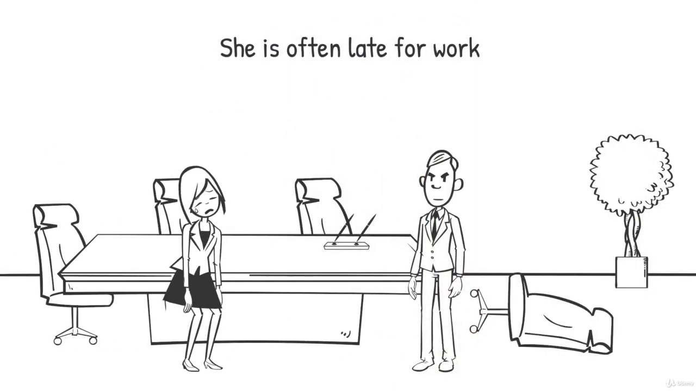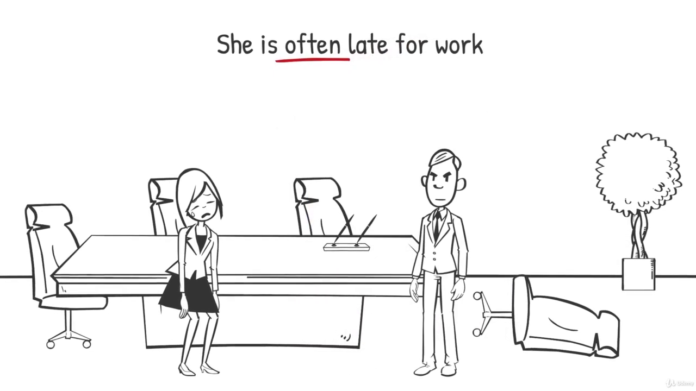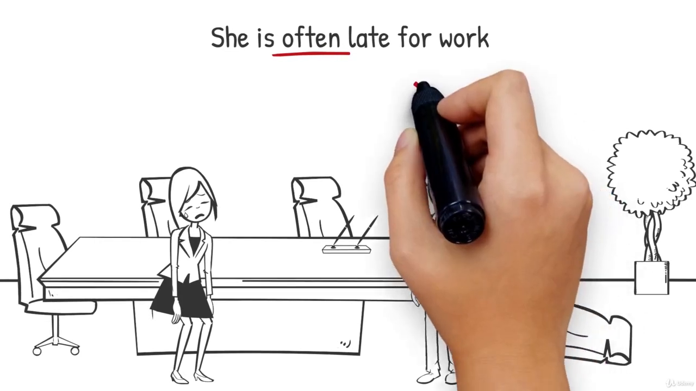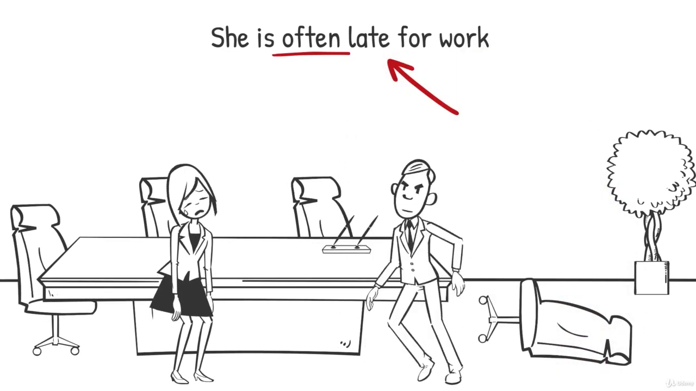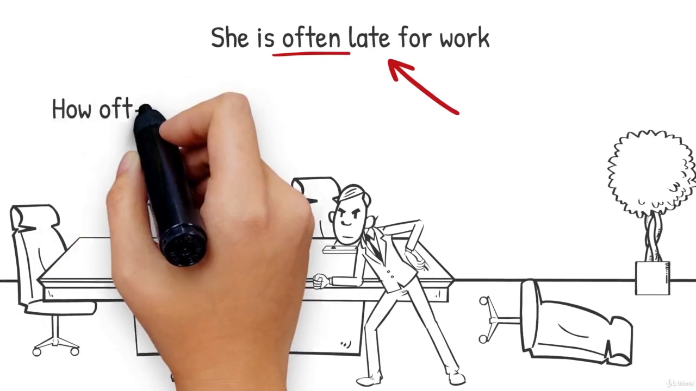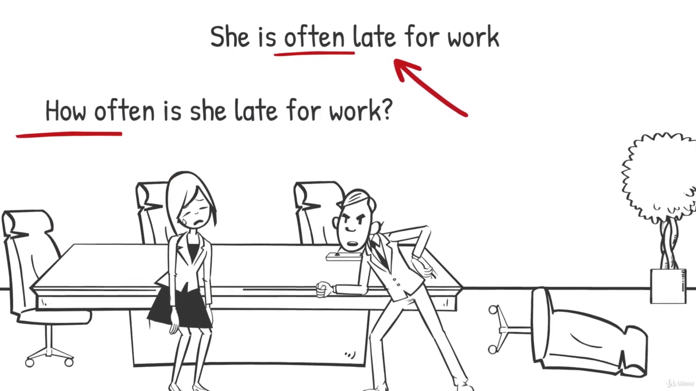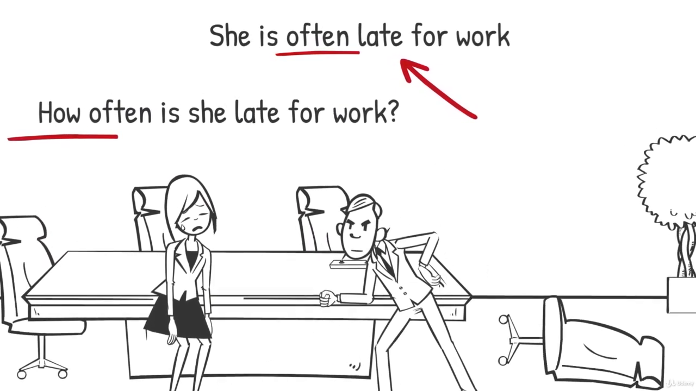She is often late for work. Often is an adverb. It modifies the adjective late. She is often late for work. How often is she late for work? She is often late for work.